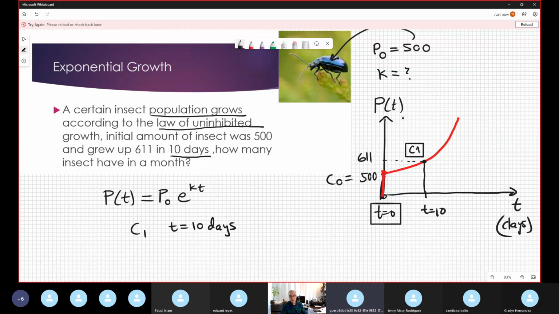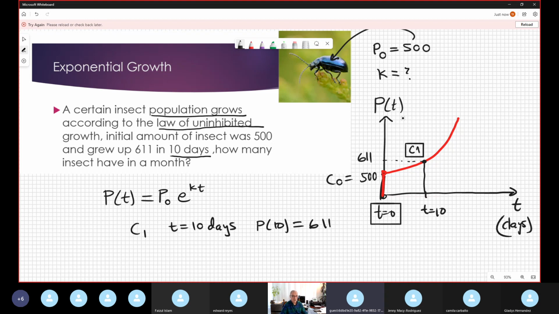And condition 1 helps me to find the K value, because all the information is given in condition 1. The time and the population at 10, which is 611. So this allows me to find the K. And the K, remember we have a family of hypothetical exponentials, but we select only one. Okay, no problem. So now what is the final question?